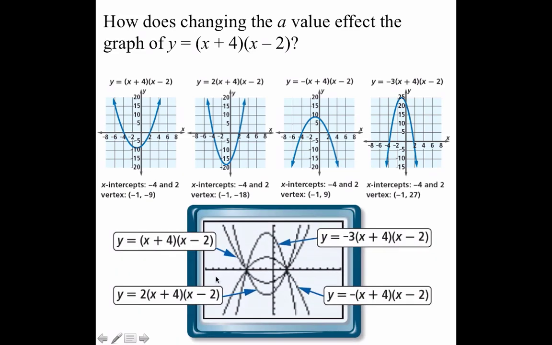Okay, if you show them all on one graph, you can see all the x-intercepts are the same, but where the y value of the vertex occurs, or whether it's a minimum or maximum, does change. So that's how the a value changes these graphs.